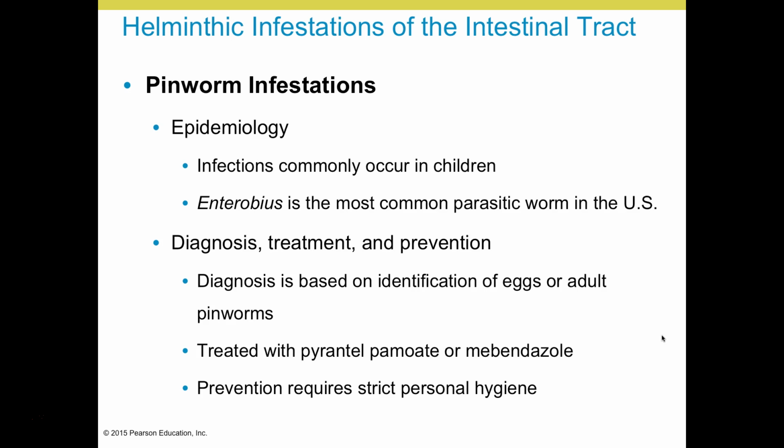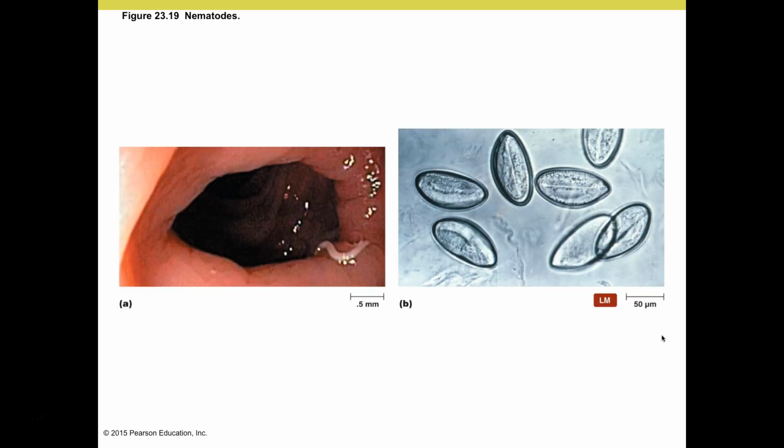This is actually the most common parasitic worm in the US. And of course, the diagnosis is based on the identification of the eggs from the perianal region, or actually from the adult pinworm itself. Personal hygiene all the way. And these are right here, the eggs. However, in letter A, as you can see, that is the actual worm.